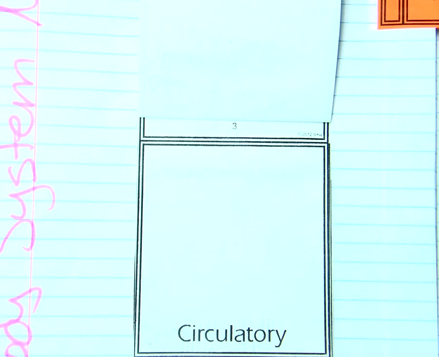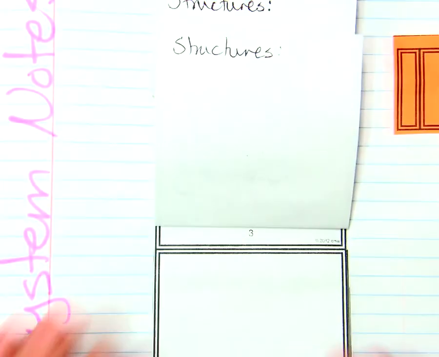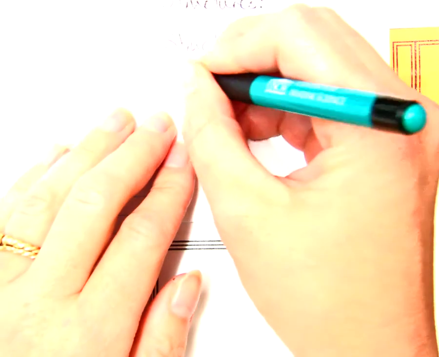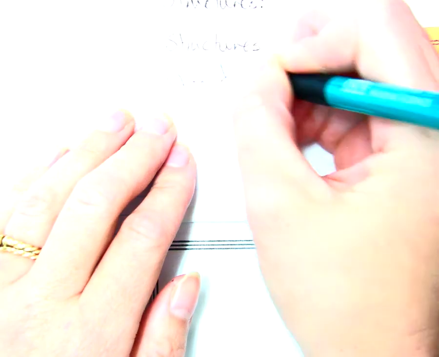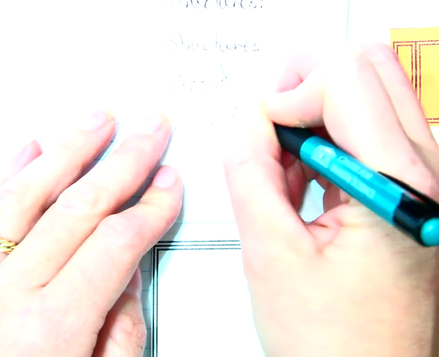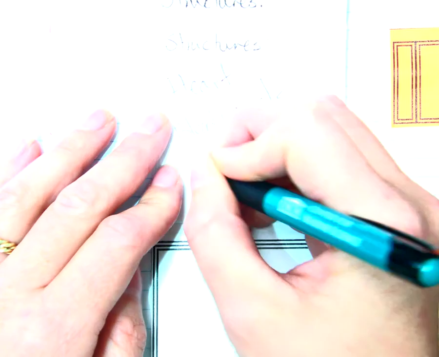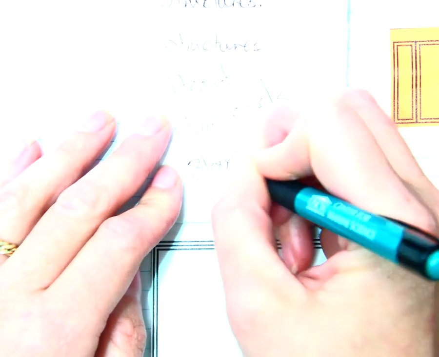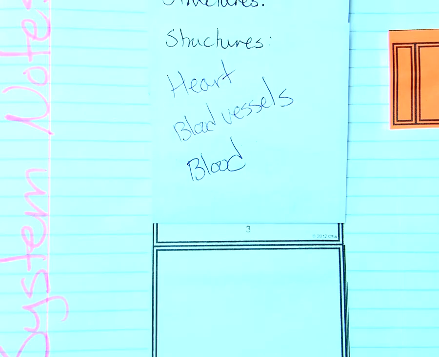All right, almost done. Moving on to the circulatory system. This includes your heart, your blood vessels, and your blood.